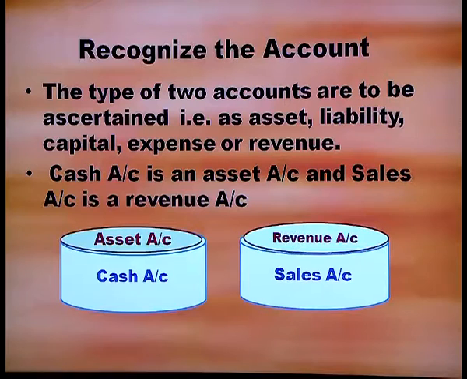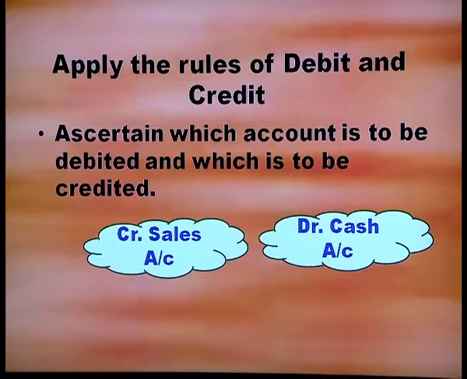Then recognize the account. We have studied the types of accounts: asset account, liability account, capital account, expense account or revenue account. Under these categories, in which category will the cash account and sales account come? Cash account is an asset account and sales account is a revenue account. Then apply the rules of debit and credit. Ascertain which account is to be debited and which account is to be credited.